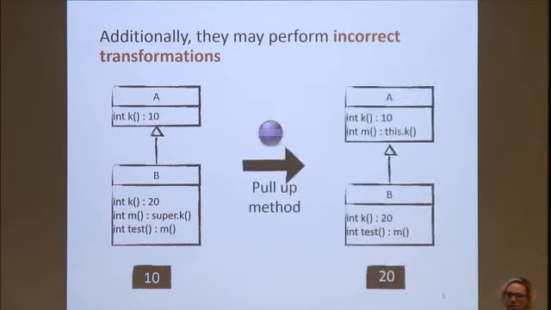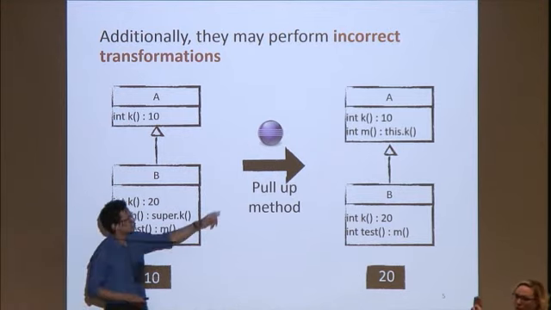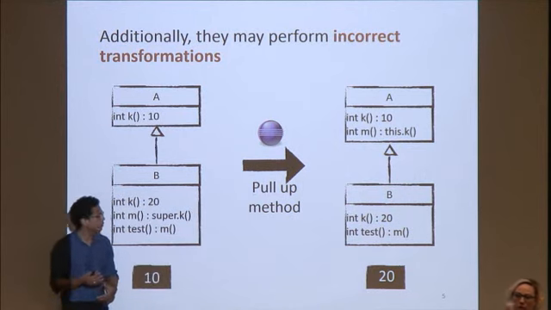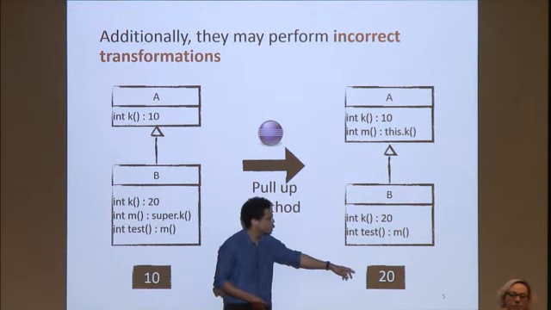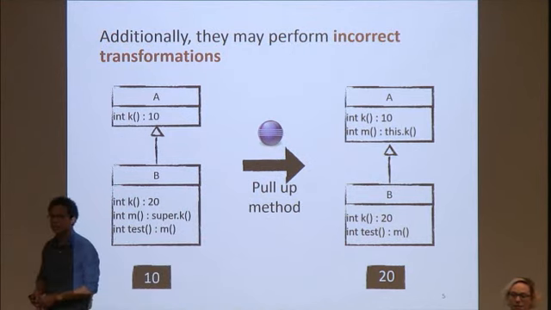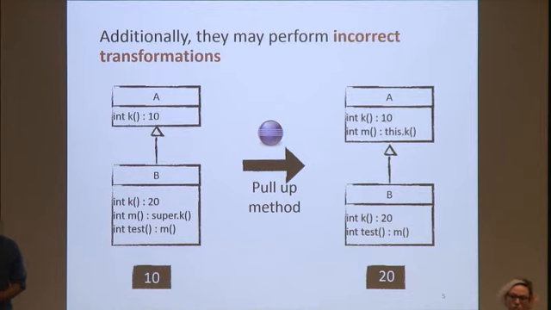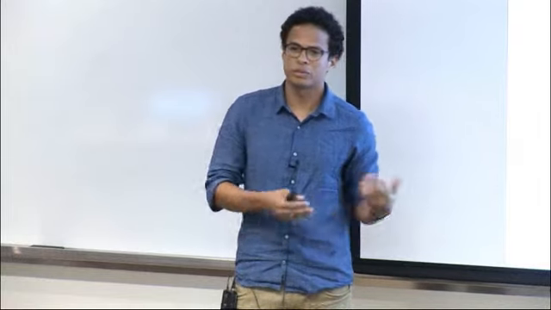And when we apply the pull-up method refactoring from Eclipse to move M to the superclass, now the behavior of the program was changed. The test method now returns 20 instead of 10. It calls M, but M now uses the this access, which is evaluated at runtime, and we refer to an object from B, which will call K from B. So it's an incorrect transformation. And this was not only Eclipse; the JastAdd refactoring tool, which uses formal methods to implement refactorings, performed the same change.